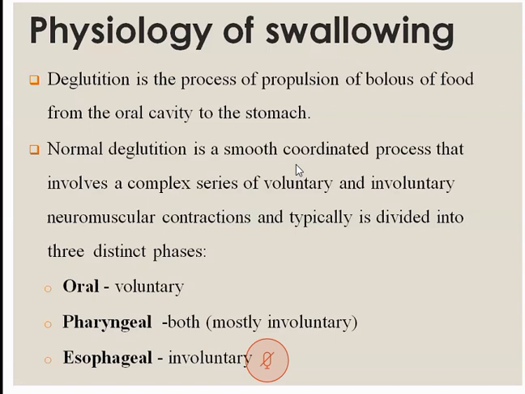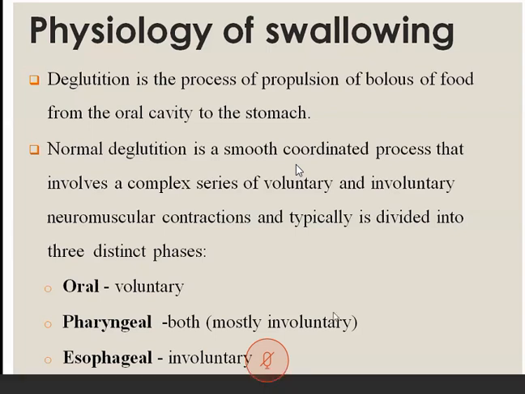What happens in normal deglutition? It is a smooth coordinated process which involves a complex series of voluntary and also involuntary neuromuscular contractions, and typically it is divided into three distinct phases.